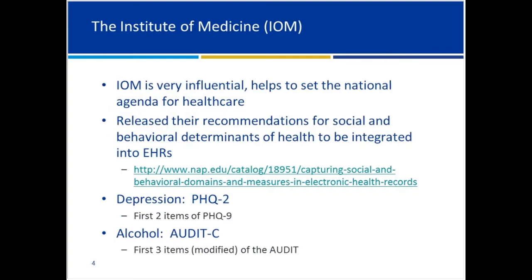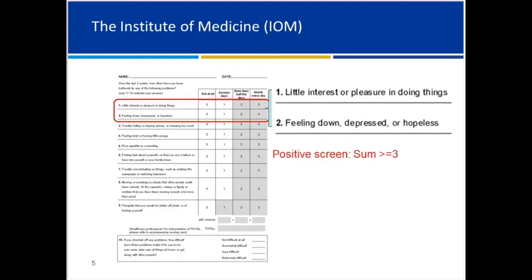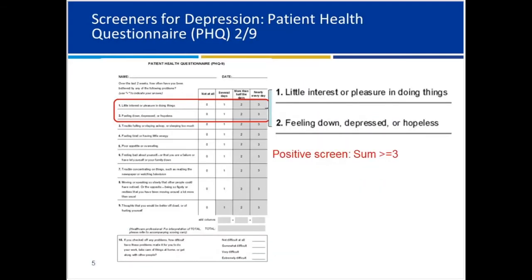And within depression and alcohol, the Institute of Medicine surveyed all of the different measurements and screeners that were available and came up with their recommendations. For depression, they recommended the PHQ-2, which is a short version, the first two items of the Patient Health Questionnaire, the PHQ-9. And for alcohol, they recommended the AUDIT-C, which is the first three items of the AUDIT that are slightly modified for the purposes of administering them as a quick screener. Let's take each of these in a little bit more depth.